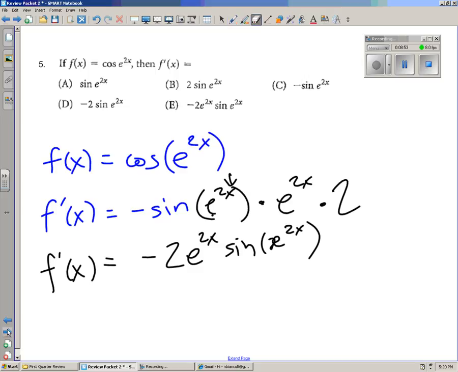That's kind of messy. Sorry. Negative 2 e to the 2x sine of e to the 2x, which is choice E.